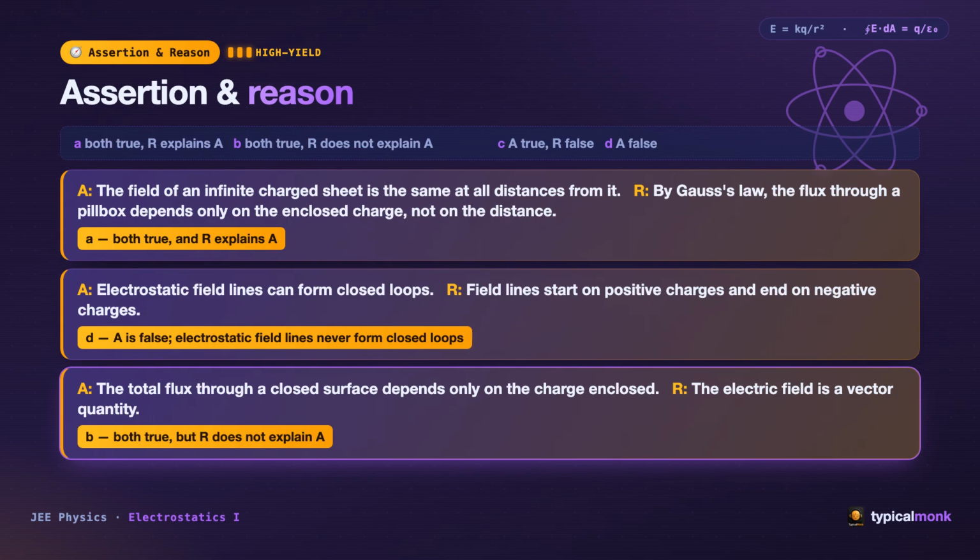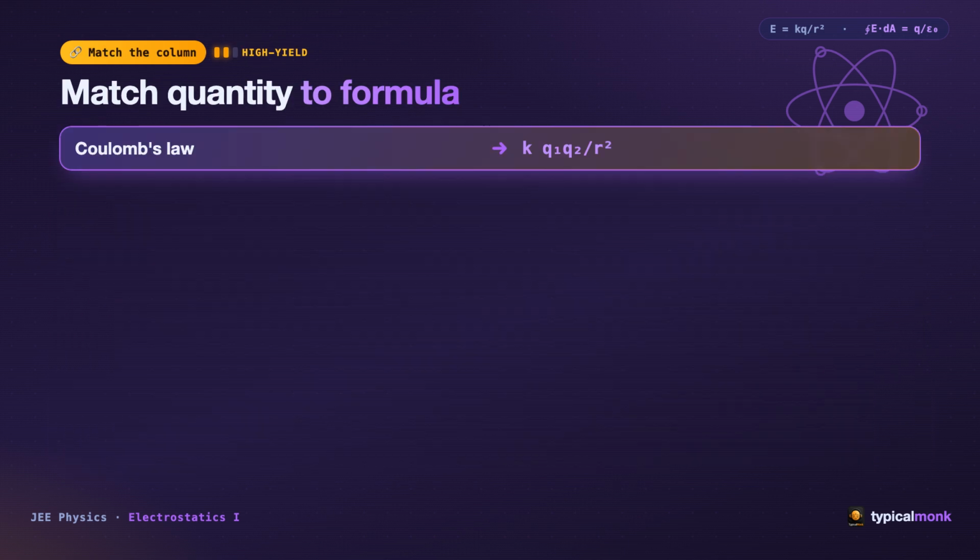Third pair. Assertion: the total flux through a closed surface depends only on the charge enclosed. Reason: the electric field is a vector quantity. Both are true, but the field being a vector does not explain Gauss's law. The flux depending only on enclosed charge is the law itself. So the reason does not explain the assertion. The answer is B.